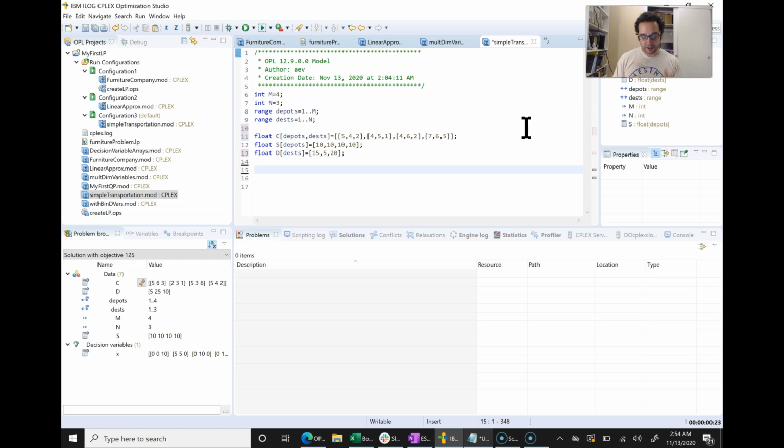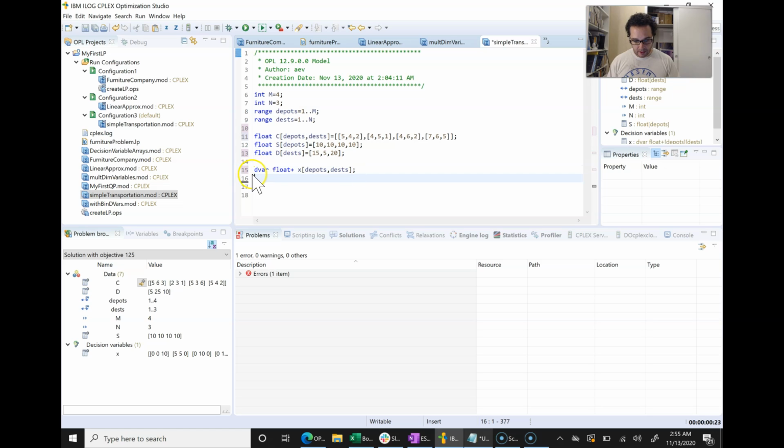The last final step in the definitions is we're going to need to define our dvar, our decision variable, x_ij. Okay, so for x, again, it's going to be defined according to how many depots and destinations that we have. All right, great. Okay, so hopefully this stuff you already saw before and kind of remember.